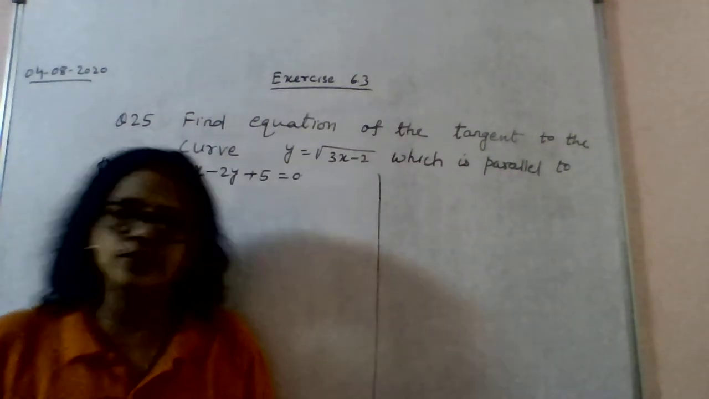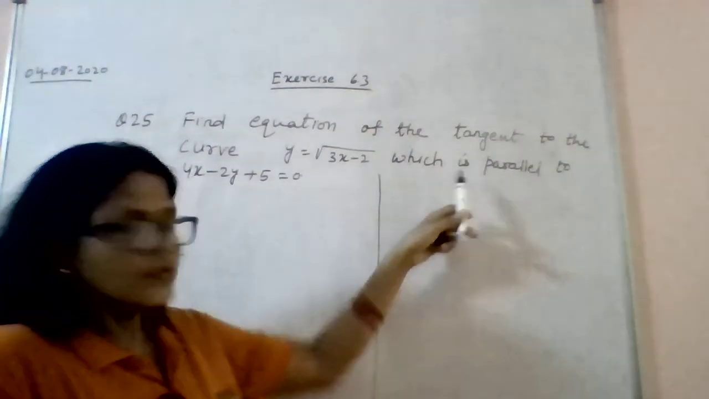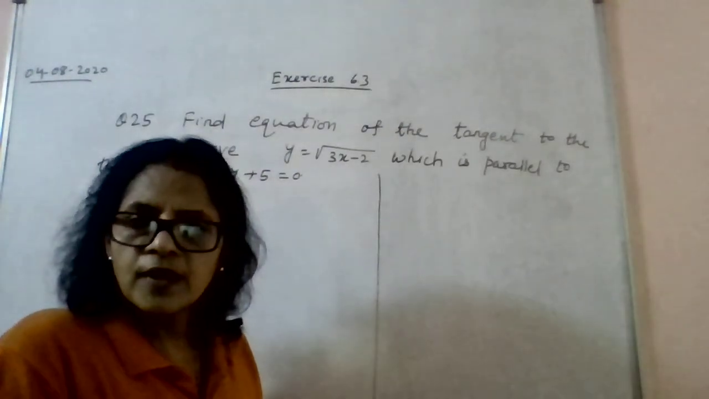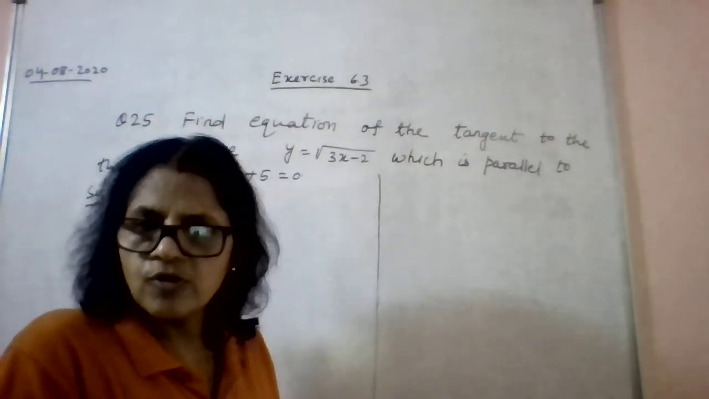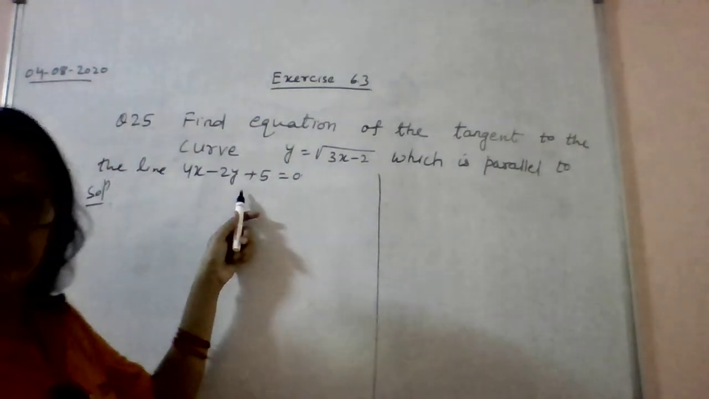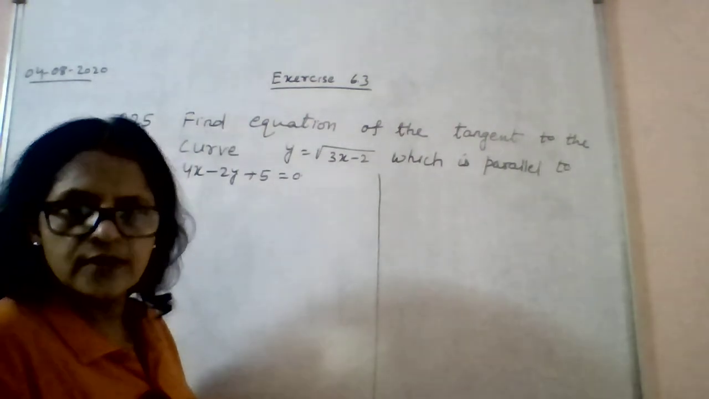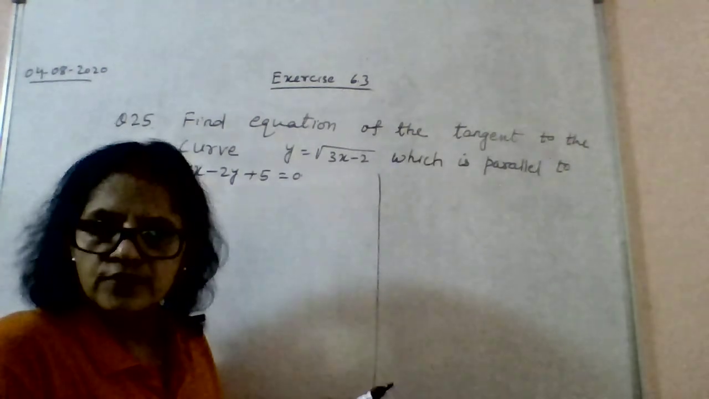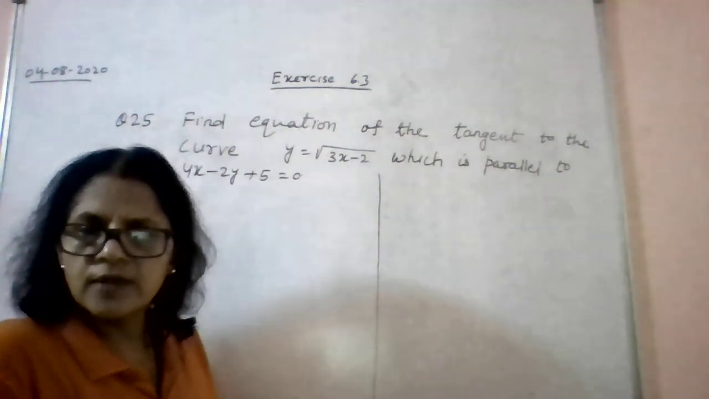So we are given the equation of the curve, y equal to under root 3x minus 2, and the condition is that the tangent is parallel to this line. When a tangent is parallel to a line, as you know, if two lines are parallel, their slopes are equal, right? So the slope of the tangent equals the slope of this line. The slope of the tangent at any point is equal to the derivative of the curve at that point.